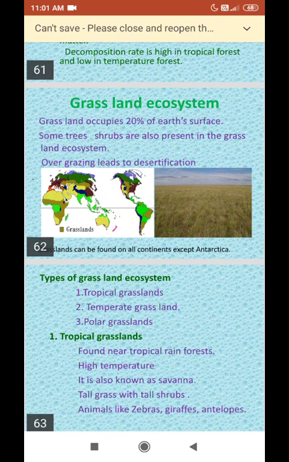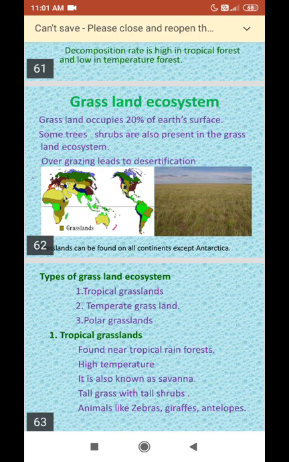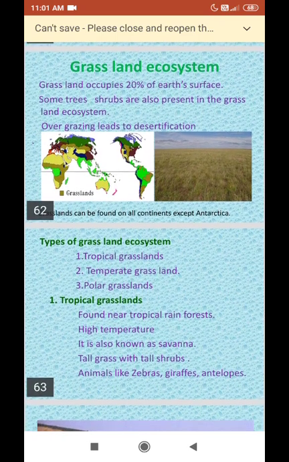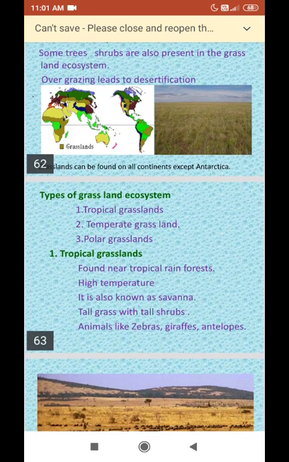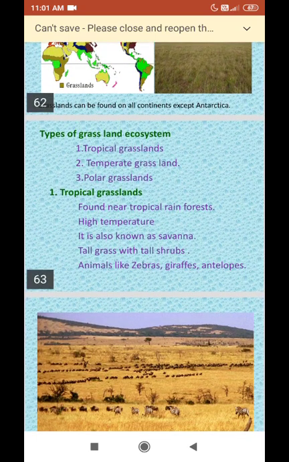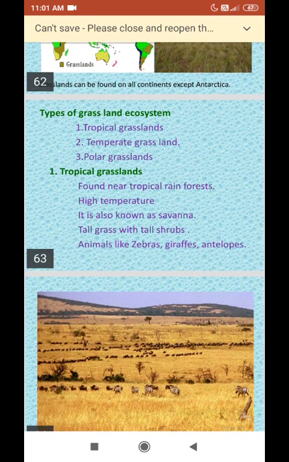Now let us see the grassland ecosystem. The grassland occupies 20% of the earth's surface. Some trees and herbs are also present in the grassland ecosystem. Overgrazing leads to desertification. Now let us see the types of grassland. There are three types: tropical grassland, temperate grassland, and polar grassland.